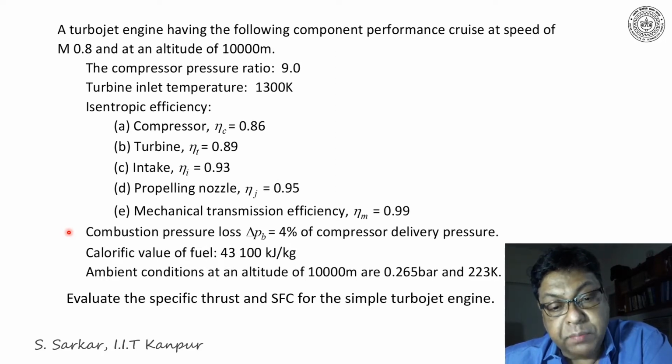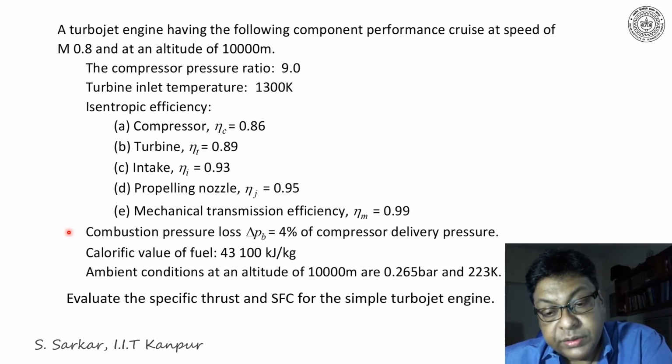43,100 kilojoule per kg. Ambient conditions at an altitude of 10,000 meters are 0.265 bar and 223 Kelvin. Evaluate the specific thrust and specific fuel consumption for the simple turbojet engine.